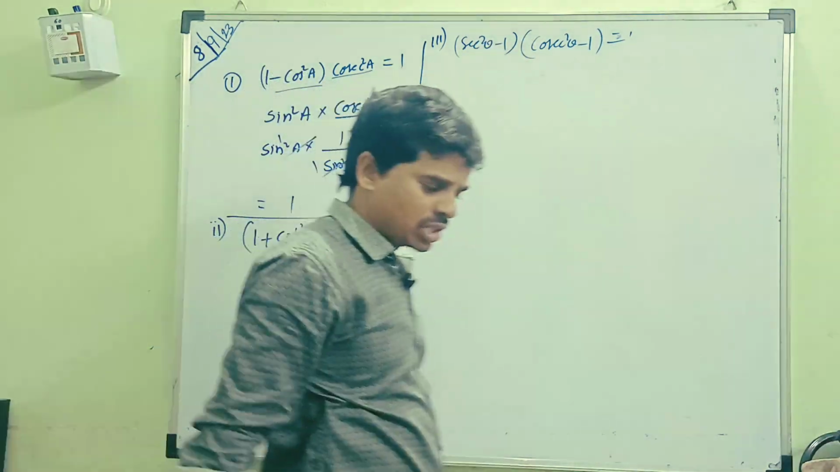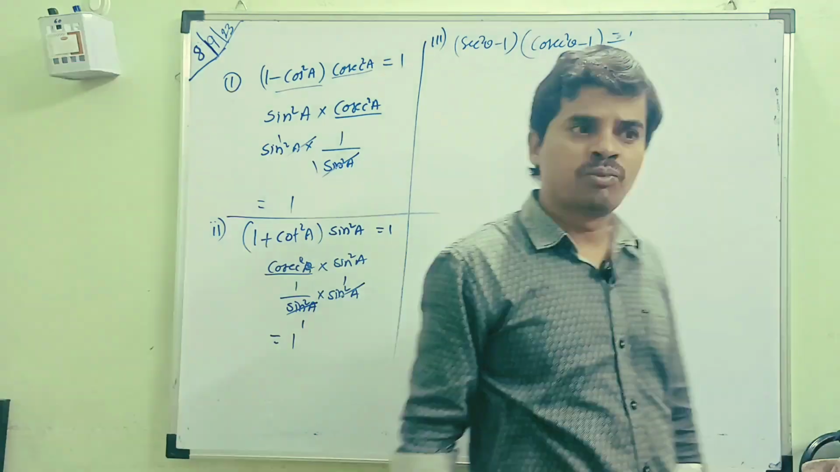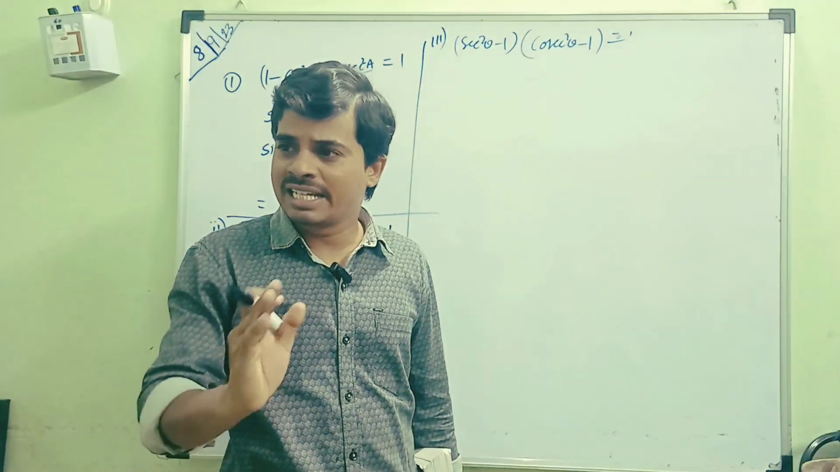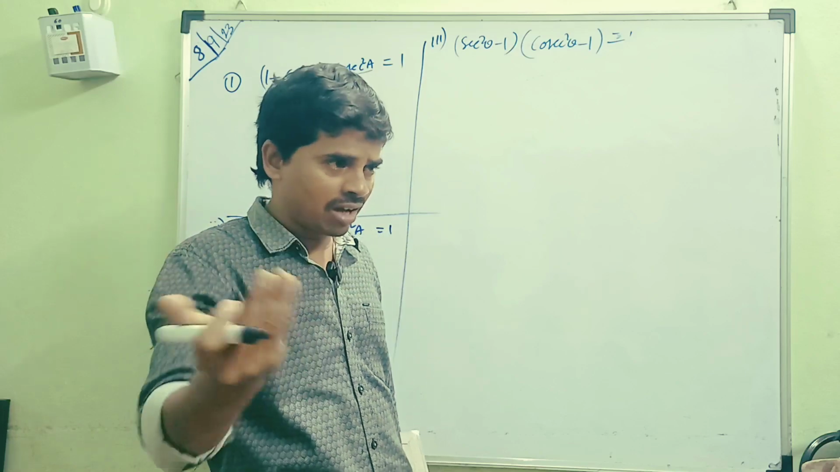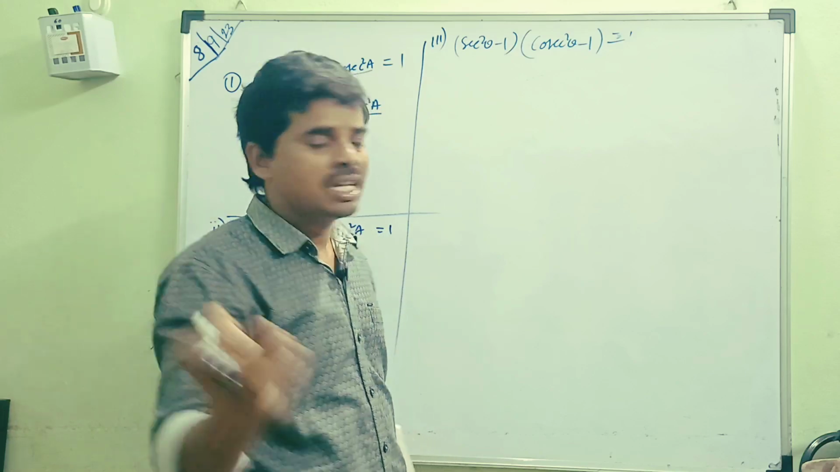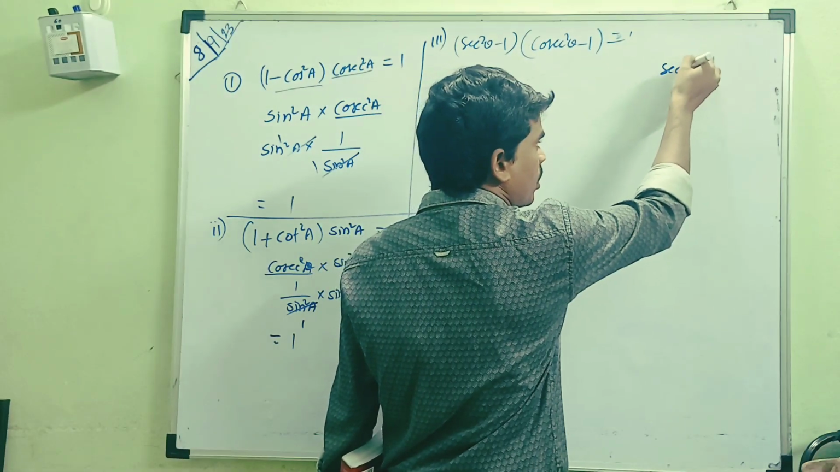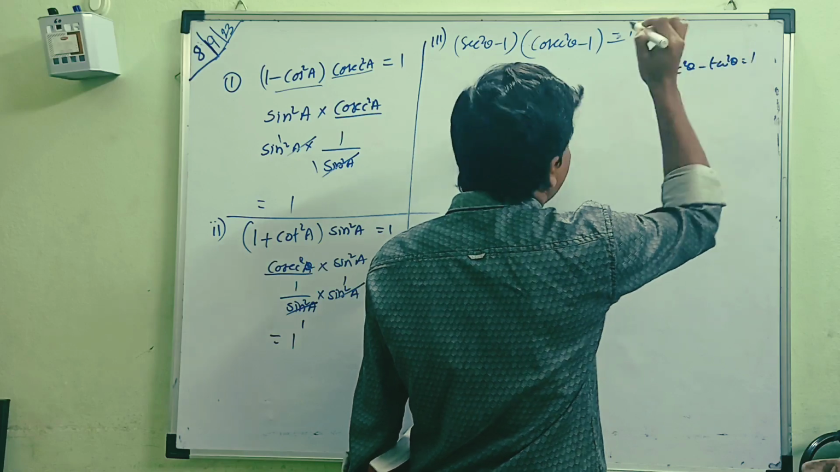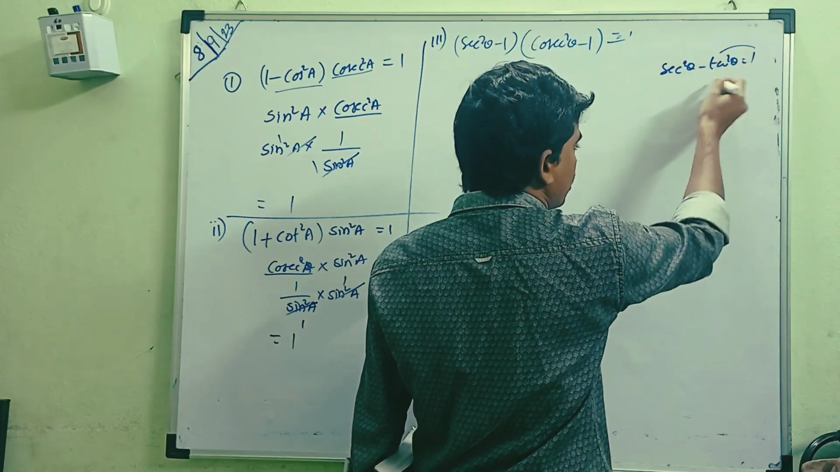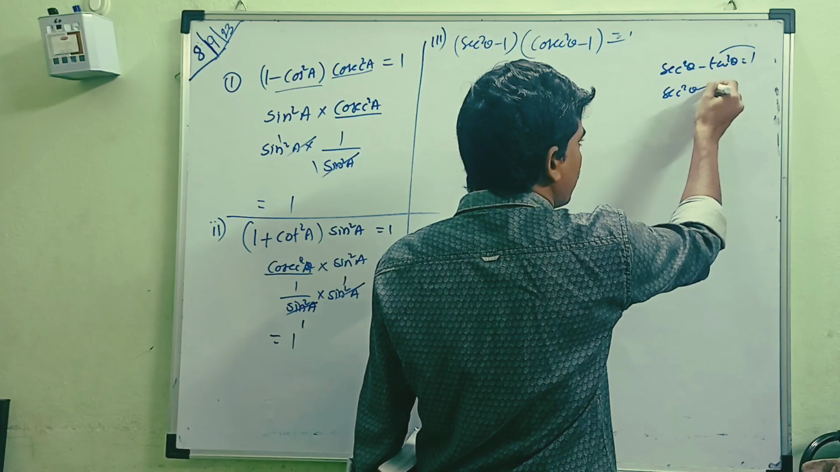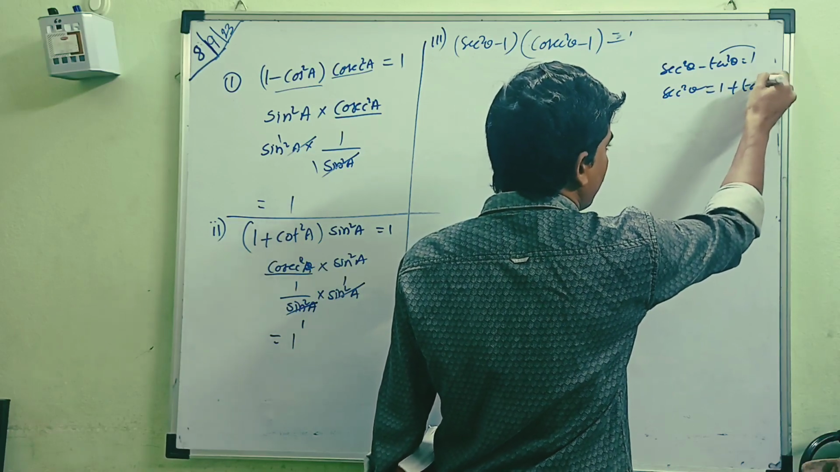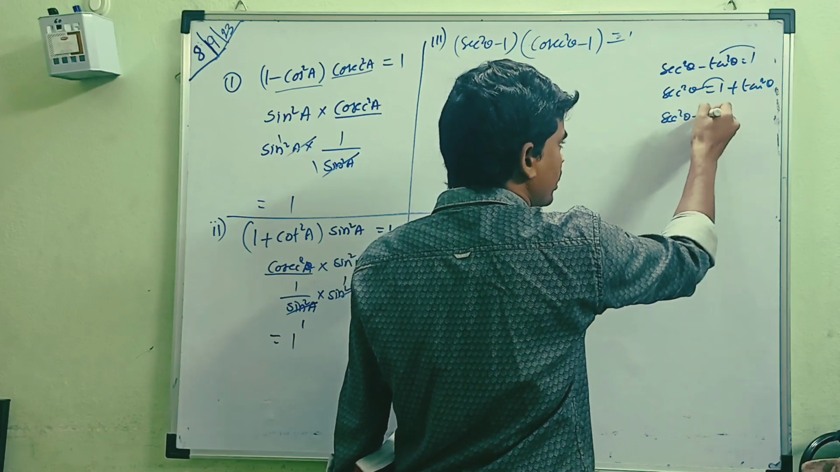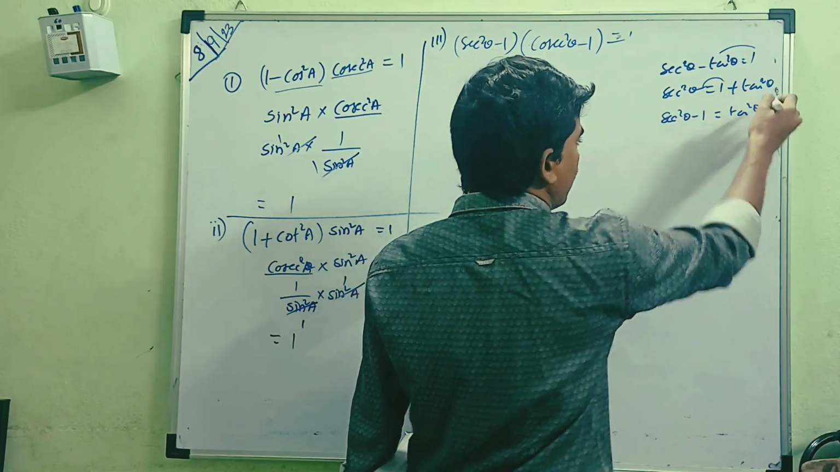Secant square theta minus 1. What can we convert from the formula? What is the formula for secant? Secant square theta minus tan square theta. Write one time: secant square theta minus tan square theta is equal to 1. We need secant square. Tan square theta transpose that side, or secant square theta is equal to 1 plus tan square theta. Okay? 1 also transpose this side. Secant square theta minus 1 is equal to tan square theta.